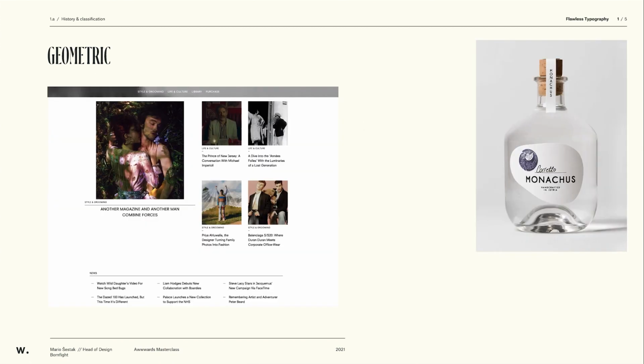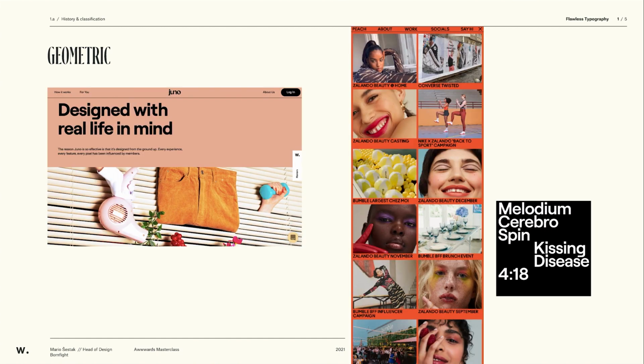Here are some examples of geometric typefaces. Usually, they have been optically corrected to give the illusion that they are circular, so they harmonize well with other letterforms. Here are some examples of geometric sans serif typefaces in use. They have this structured and round look and feel.